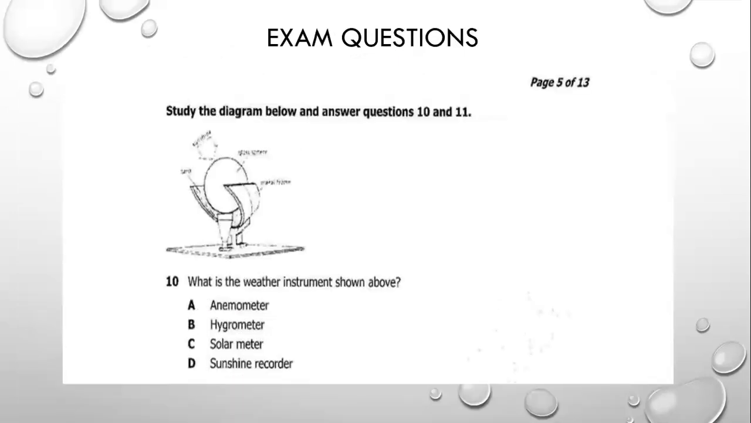Another question. Study the diagram below and answer questions 10 and 11. Now, what weather instrument is shown above? Now, this is the Campbell-Stokes sunshine recorder. So the answer is D, sunshine recorder.